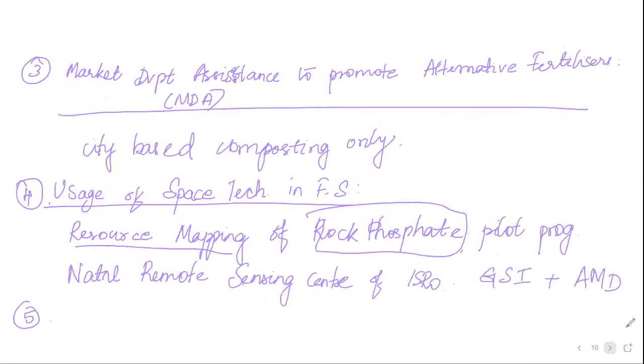Coming to problems pertaining to the fertilizer industry. The first point is that raw material availability is a big problem. Raw materials need to be imported. That is one major factor, especially with regard to phosphate and potash. That is a major hindrance for the fertilizer industry.